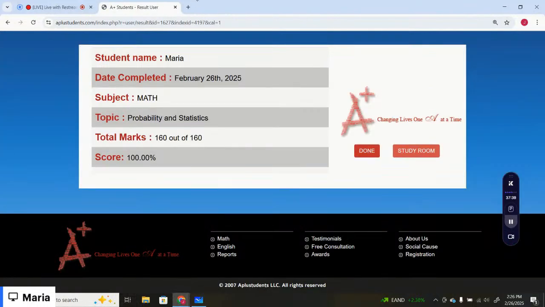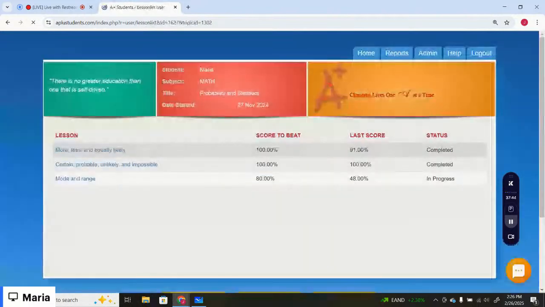Okay, we are done with the lesson. Let's move on to the next lesson. That is mode and range.